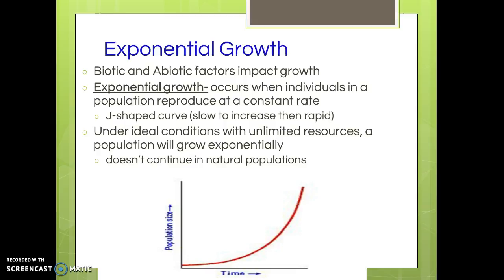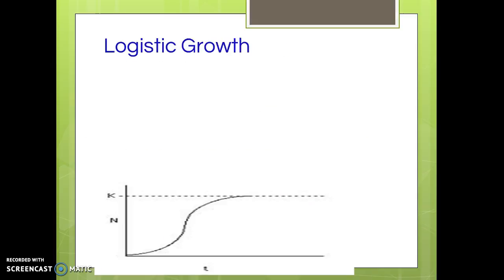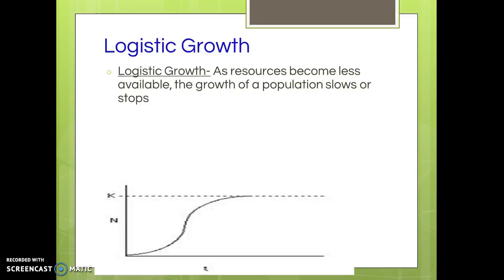There are restrictions. Resources exist in limited supplies. You've got competition, predation. You've got all these pressures happening. Logistic growth is the other growth model, and this one is a little bit more realistic as it does incorporate limited resources. So it's going to show the J curve in the beginning. This is time along the bottom, just like the other graph. This is the number of individuals up the side, just like the other graph.